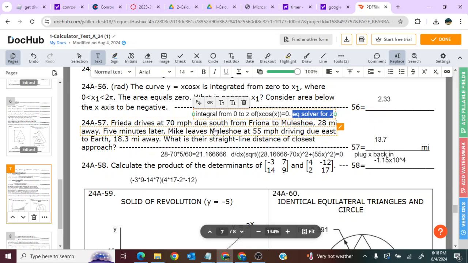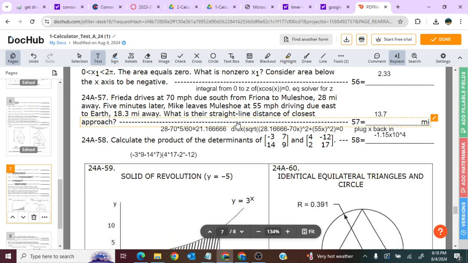Okay, 57, this is your straight line distance problem you see every so often. So first off, this dude is traveling south to Muleshul, 28 miles away, and 5 minutes later, Mike is leaving Muleshul and traveling east at 55 miles per hour. So it's forming a right triangle, basically.